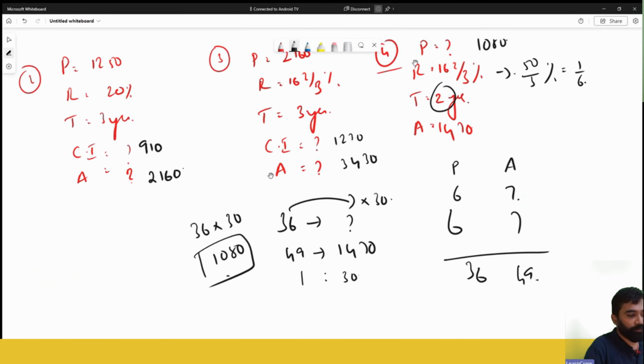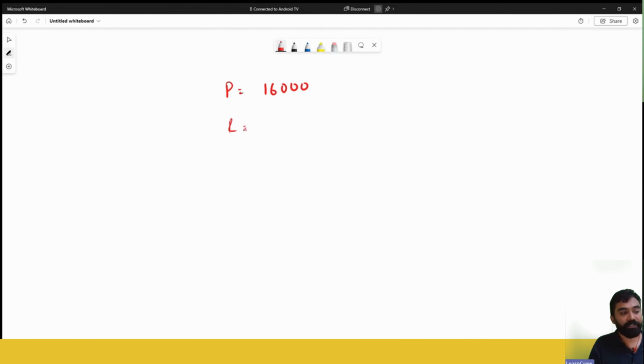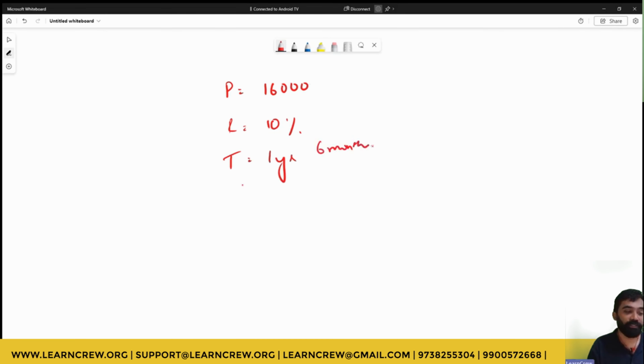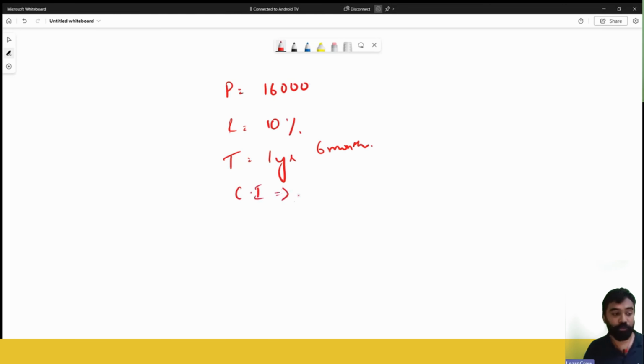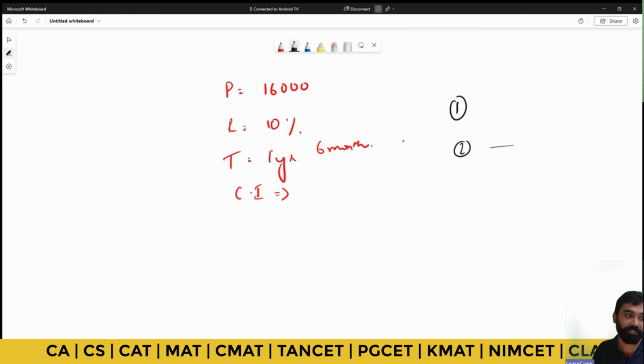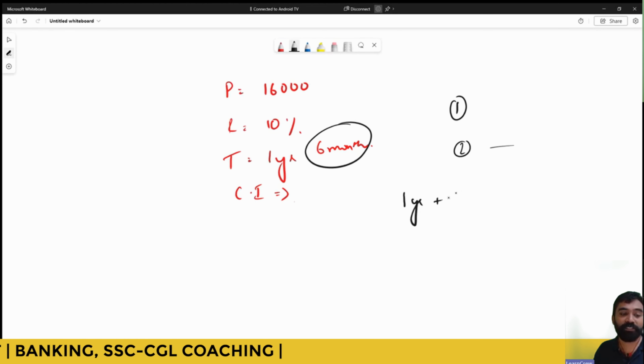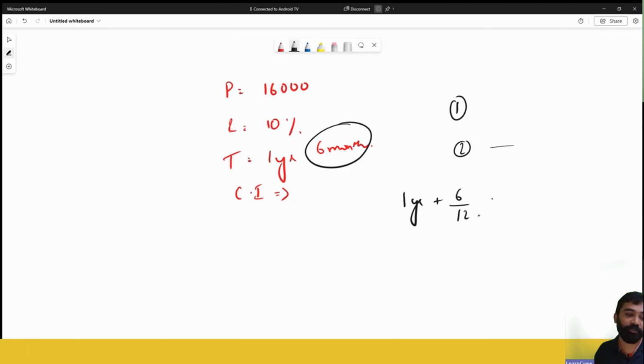Okay. Now take up the next type of problem. The principal is 16,000, the rate of interest is 10%, and the time given is 1 year 6 months. Now calculate the compound interest. How will you do it? In these scenarios, if it is for a single year or 2 years you can directly find it, but here it is given as 1 year 6 months, so it has to be split. 6 months is 6 divided by 12, so it is 1 year plus half a year. Yes or no? Yes.